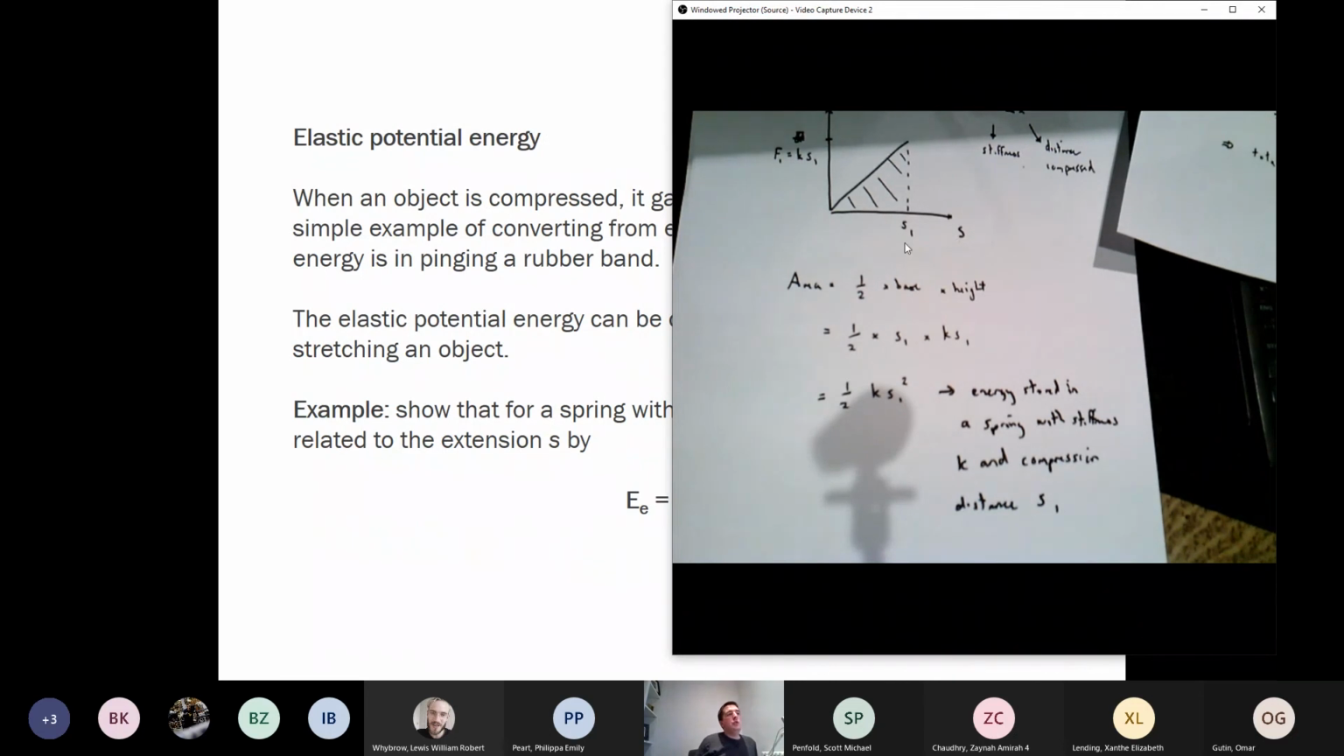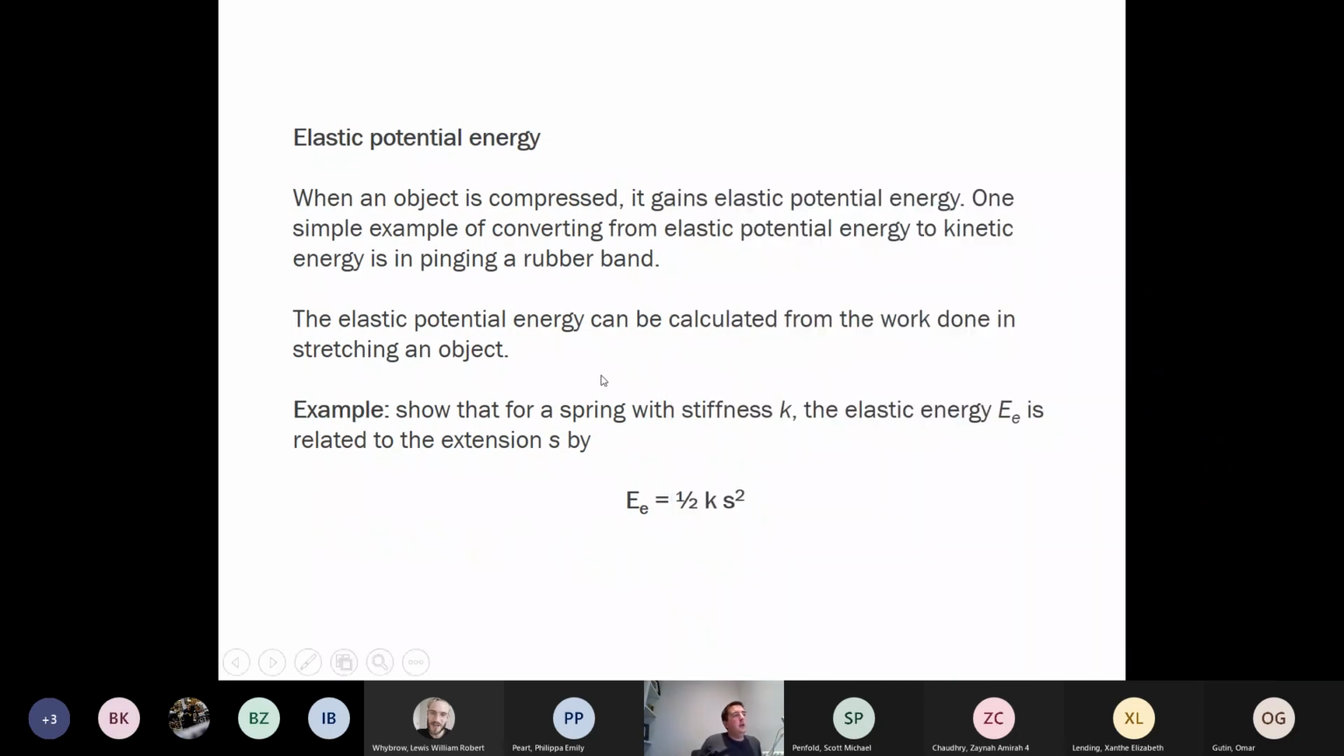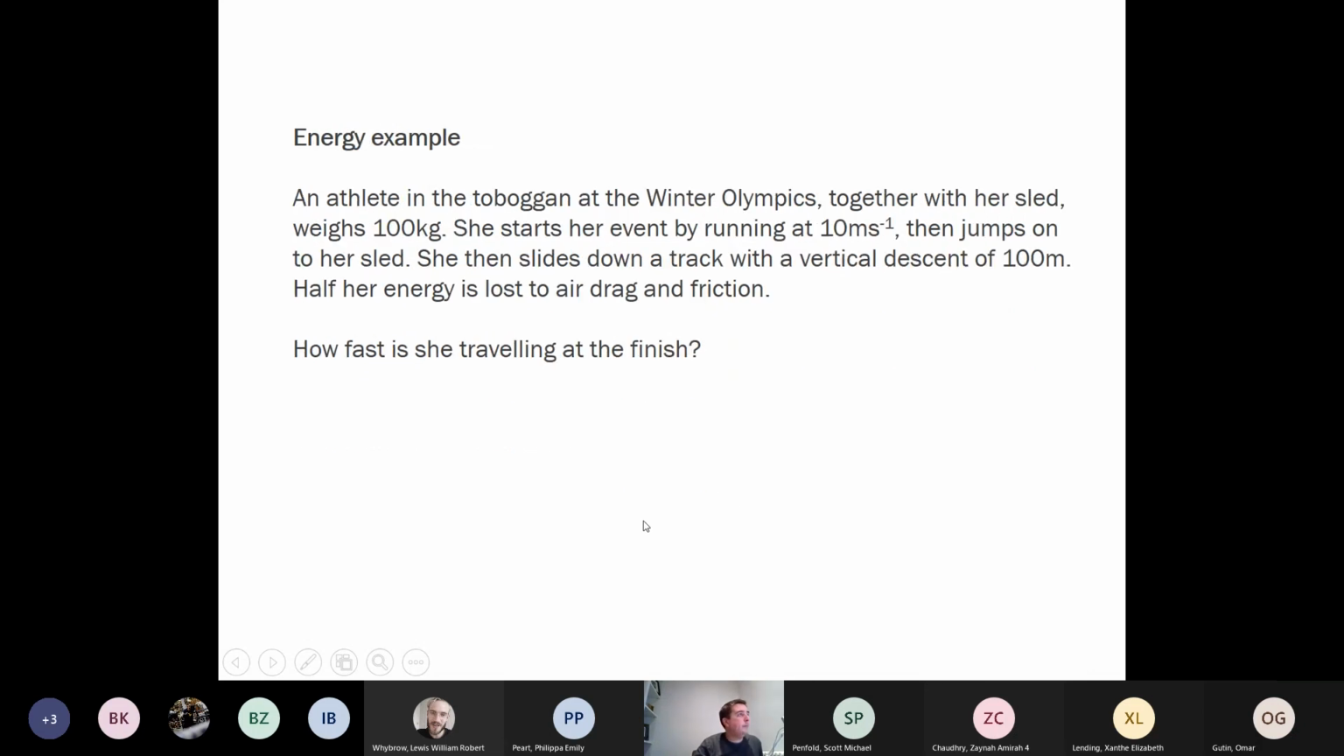But that was just to show you that this slide here relates directly back to the kinds of things we were doing, thinking about the work that's gone into a spring. Well, we know that energy is always conserved, so the work required to compress a spring must be equal to the energy stored in that spring.